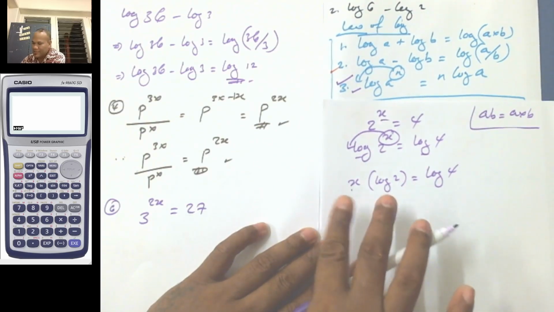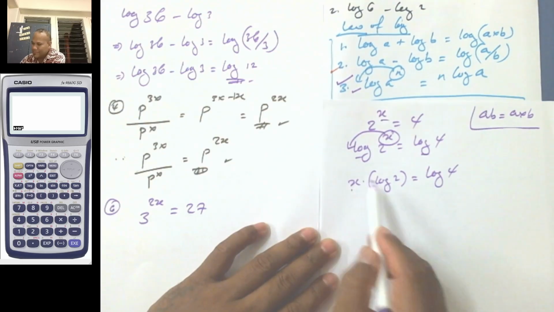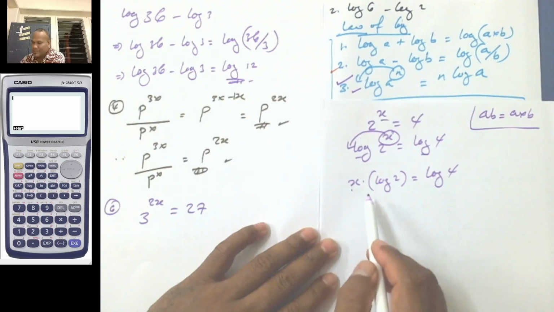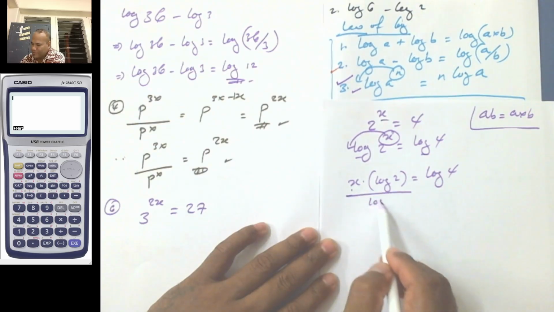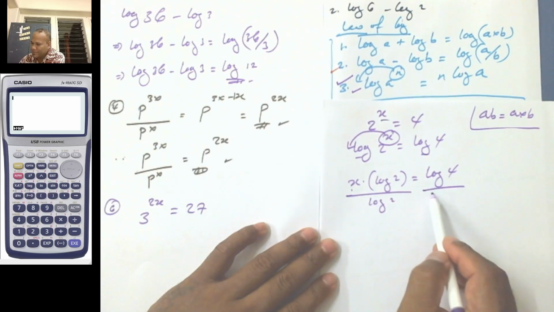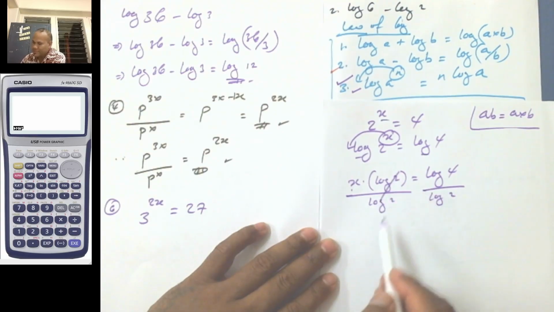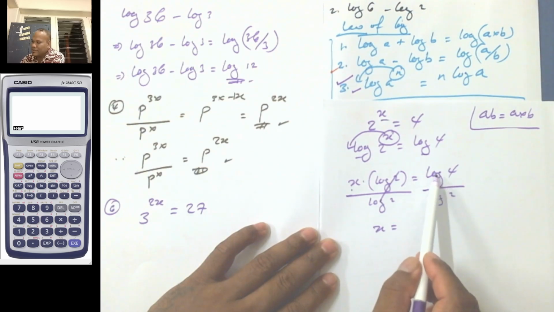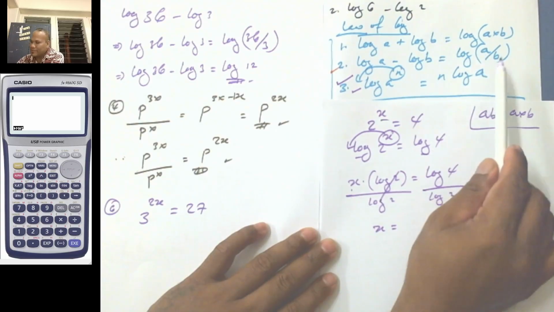X is together with log 2 in mathematics, so x is multiplied to log 2. I want to find x. We use the opposite operation. So divide by log 2, divide by log 2. This cancels out. X is equal to, what do you understand about log A divided by log B? Log A divided by log B.